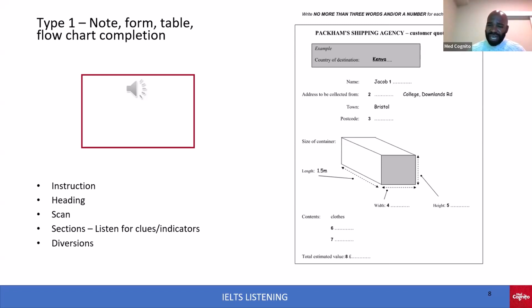The next question has something to do with an address to be collected from. Something College, Downlands Road, Bristol. So we know we are looking for some sort of address, so we are paying attention. The third one is very clear, postal code. We have width, height, clothes, we have content, and then we've got clothes and some other things. And then we have a total estimated value.